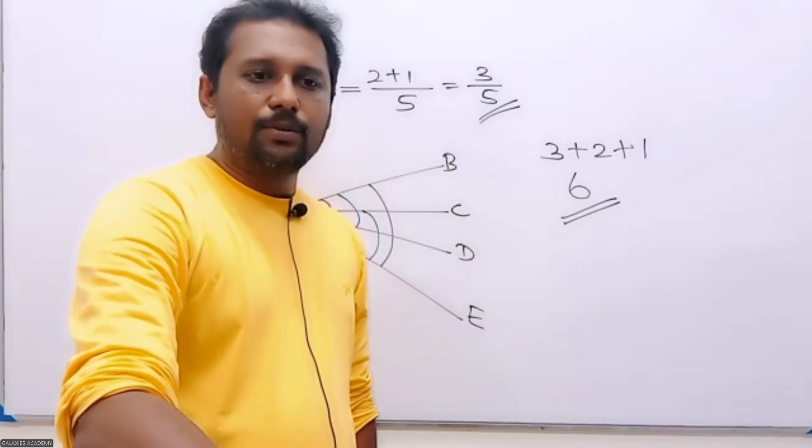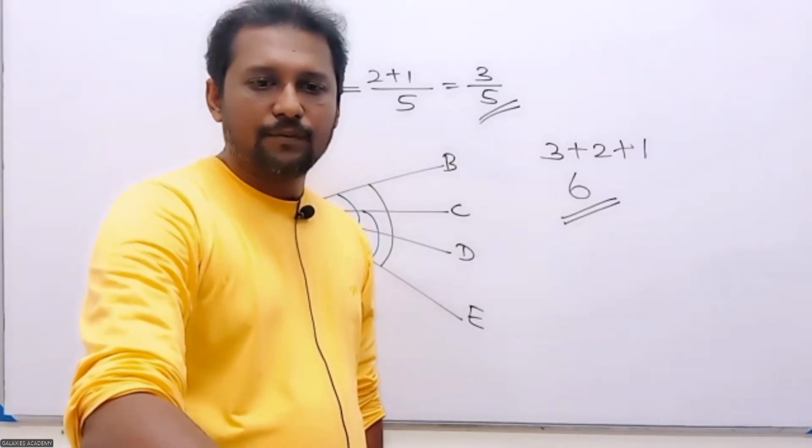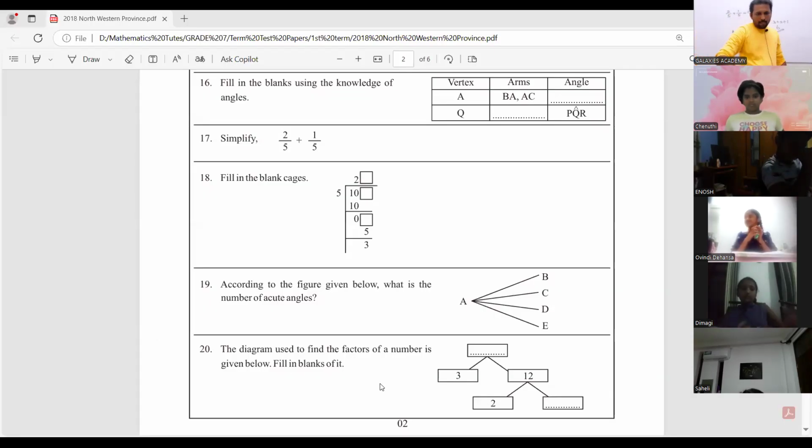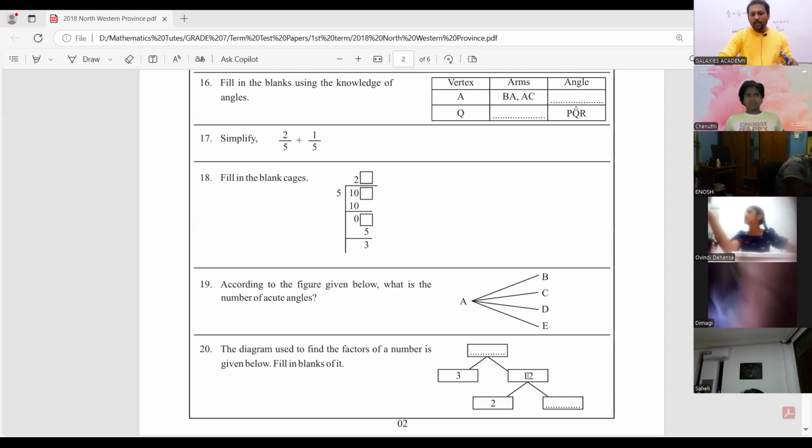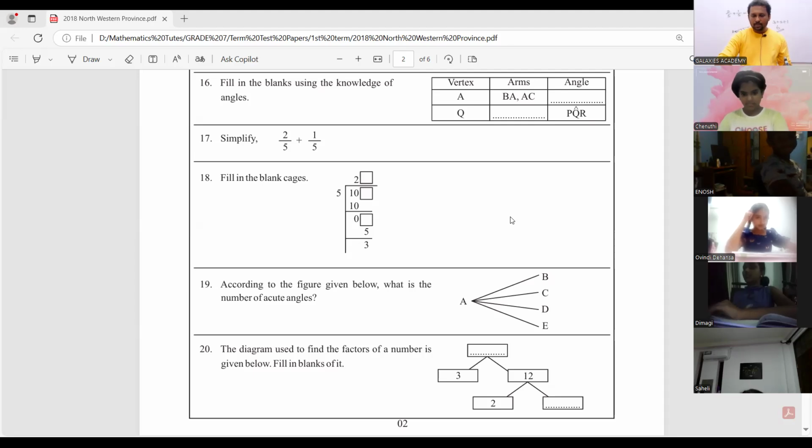Right, then let's go to our last question of the first part. You have to fill in the blanks using the factors knowledge. Look at 12. How can you write 12? 2 times which value? 2 times 6, no? So the bottom blank answer should be 6.